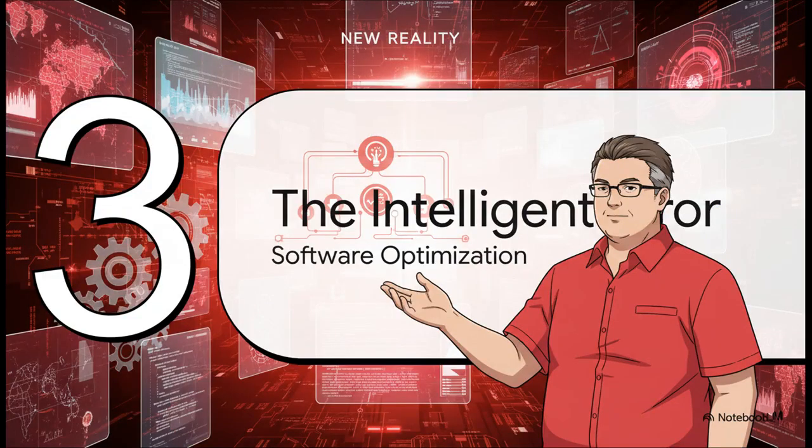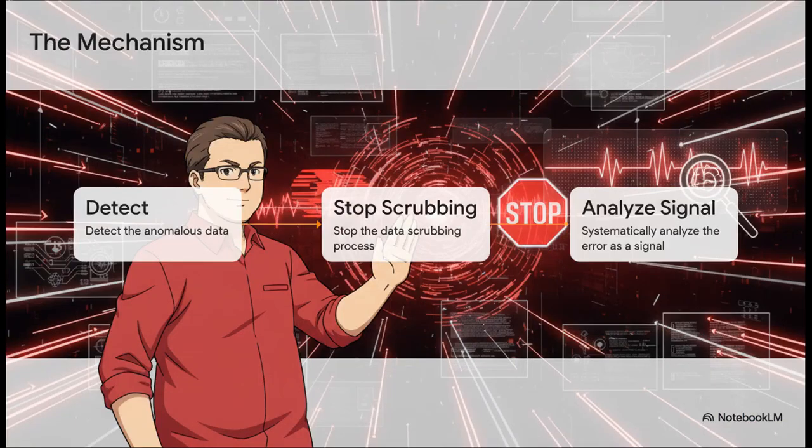All right, Section 3, the intelligent error, software and IT optimization. So how do we actually apply this in the real world? Well, our navigator has laid out some incredibly concrete steps to make these data anomalies highly actionable for us. Step 1, detect the anomalous data. Just let the system flag the error naturally.